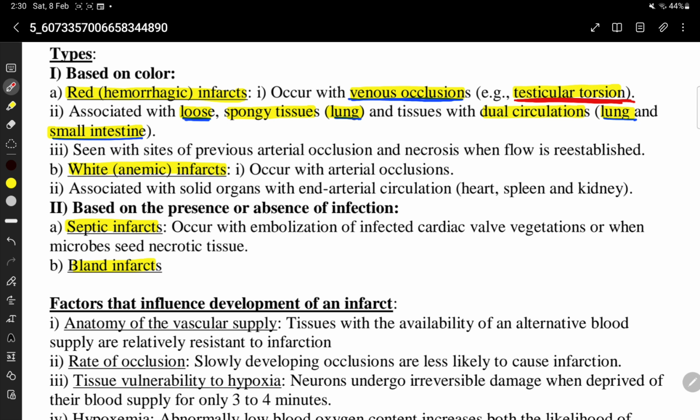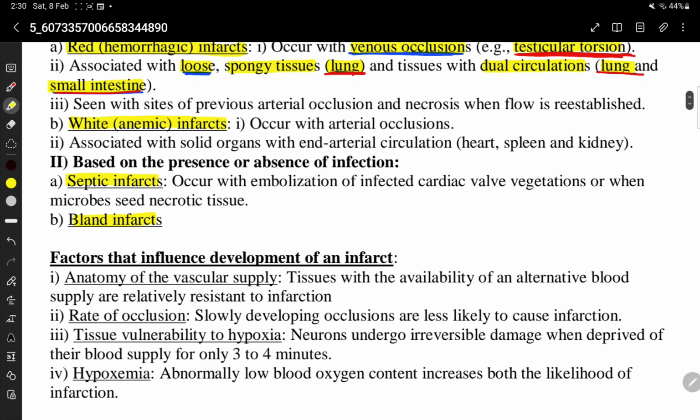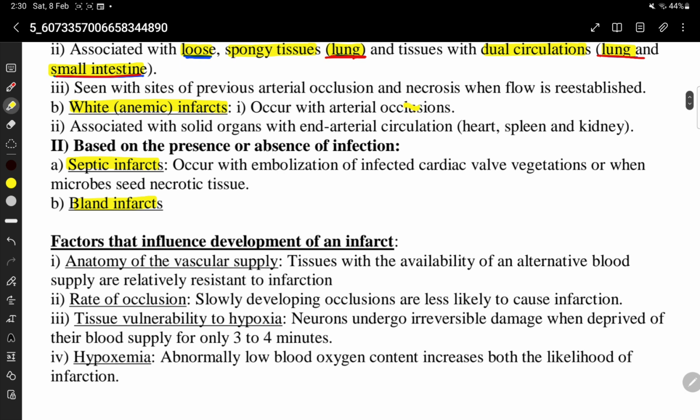Red infarct जो है, it is associated with loose spongy tissues like lungs या tissues with double circulation, that is lung or small intestine. Red infarct is seen with sites of previous arterial occlusion and necrosis when the flow is reestablished. White or anemic infarct occurs with arterial occlusion.